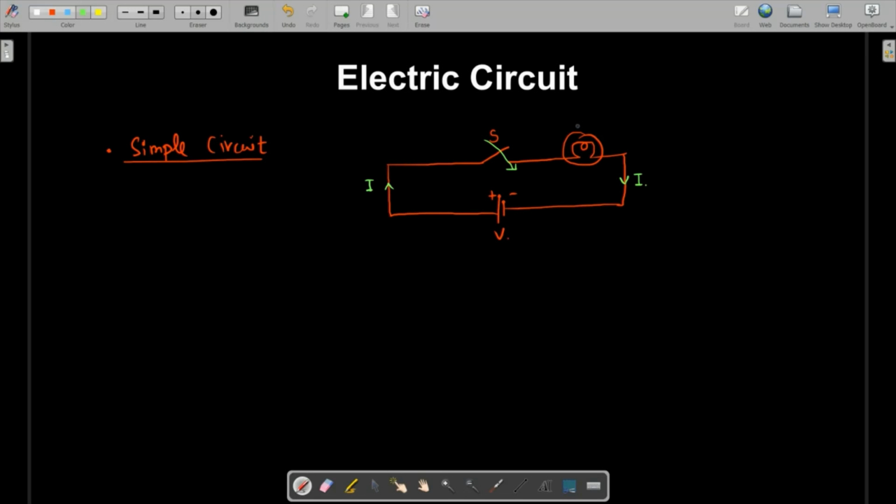and this is what current, voltage, switch, and a simple element are. This element is usually termed a resistance because it is offering some resistance in the flow of this current. Now this resistance can be a resistor, a capacitor, an inductor, or any combination of these three. So that's what a resistance is.